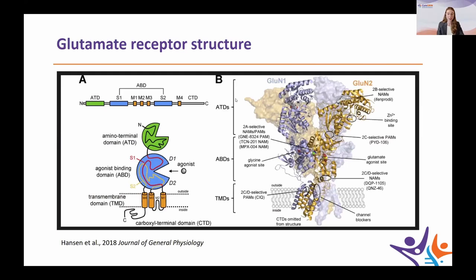And once the functional effect of a variant is known, researchers can also test which drugs may compensate for the effect of the variant. So for example, there are different drugs that can increase or decrease activity of these glutamate receptors depending on the type of variant.